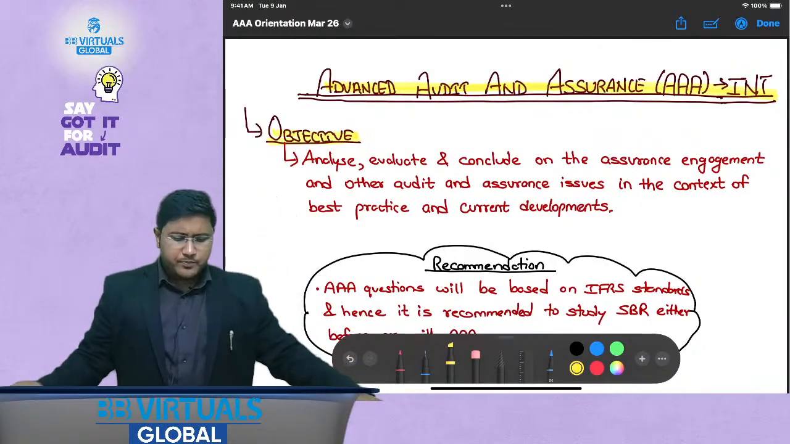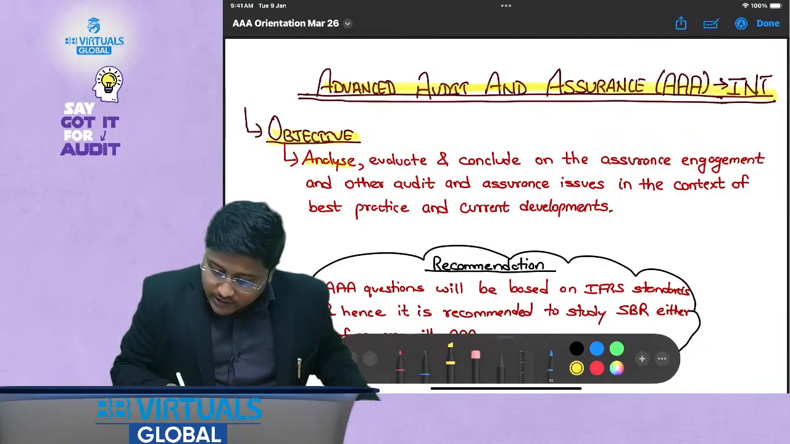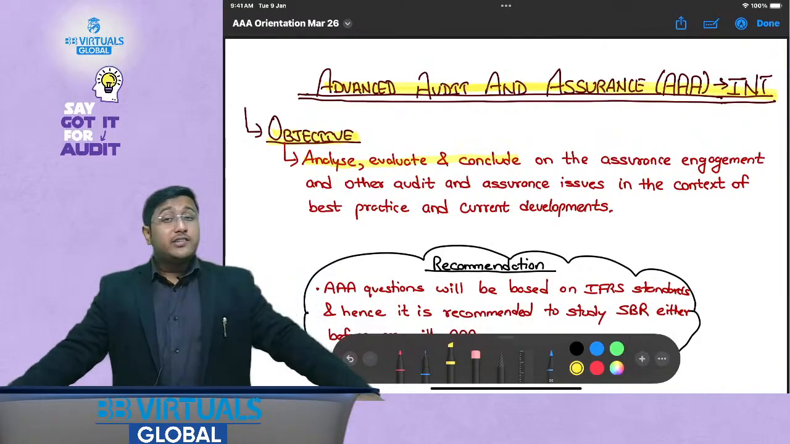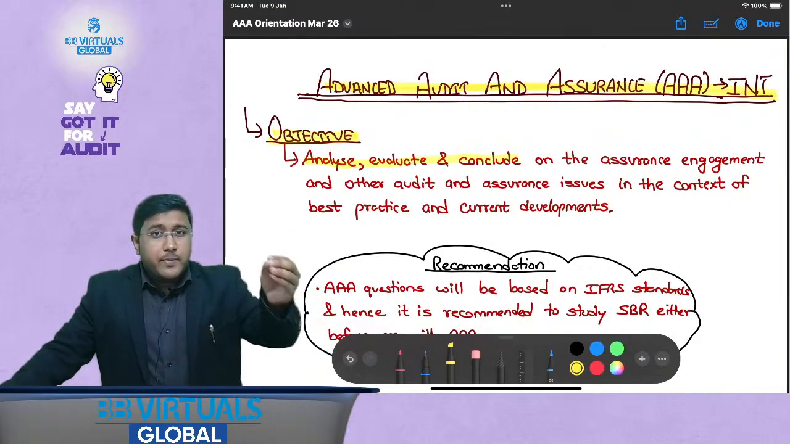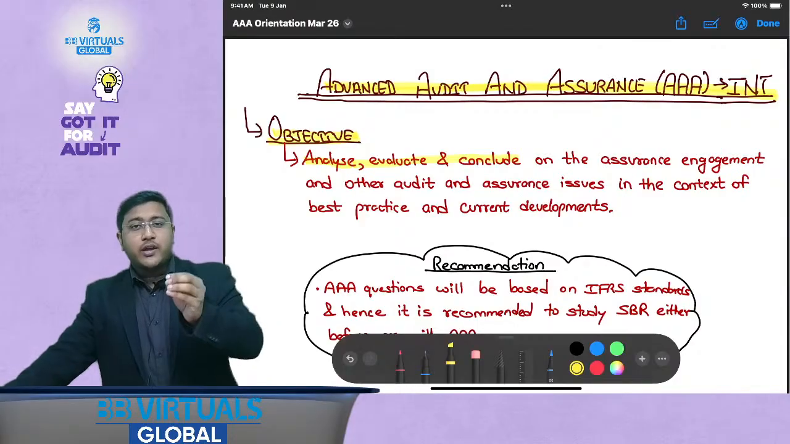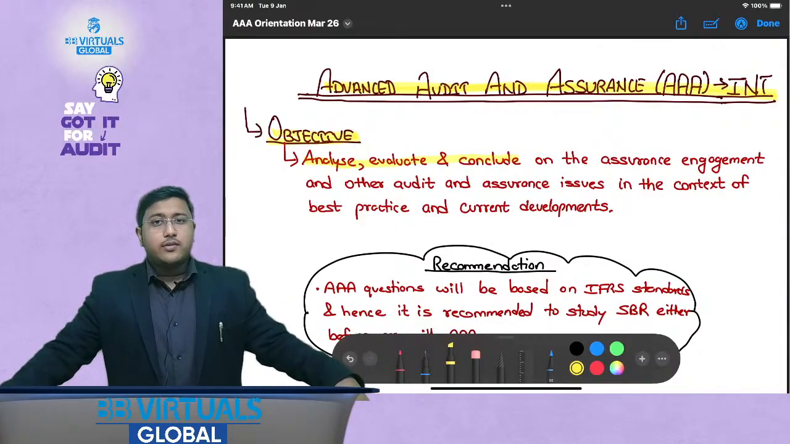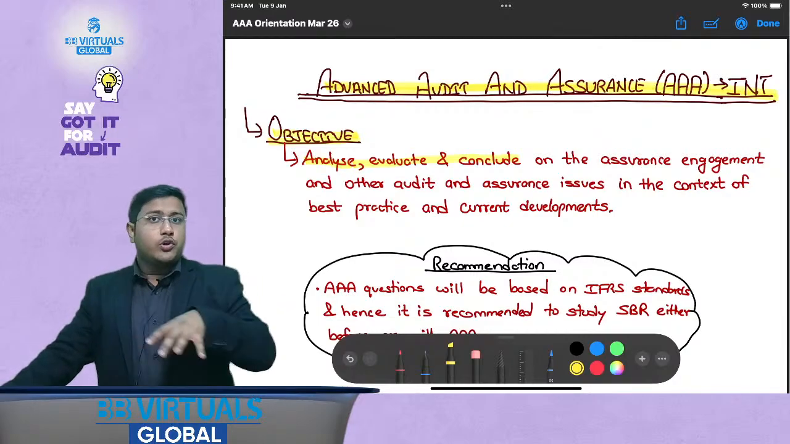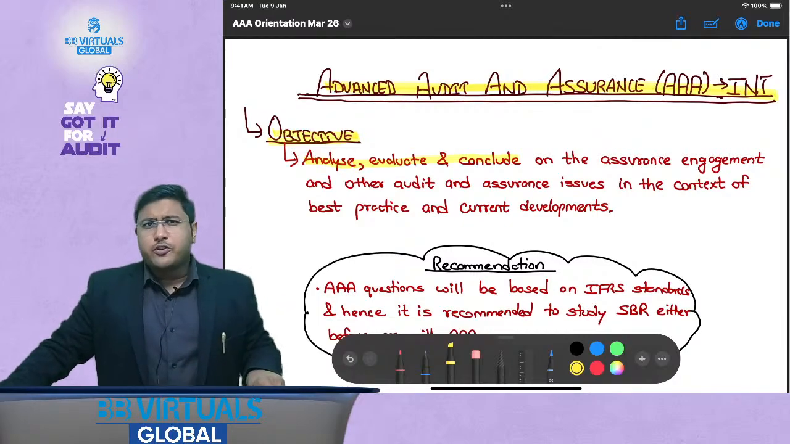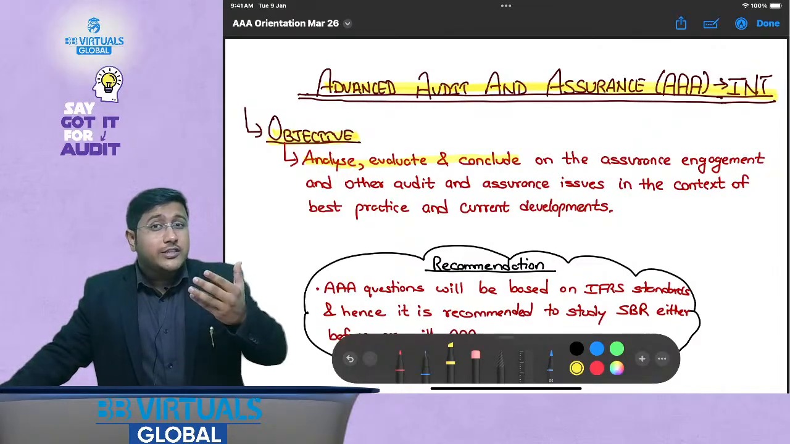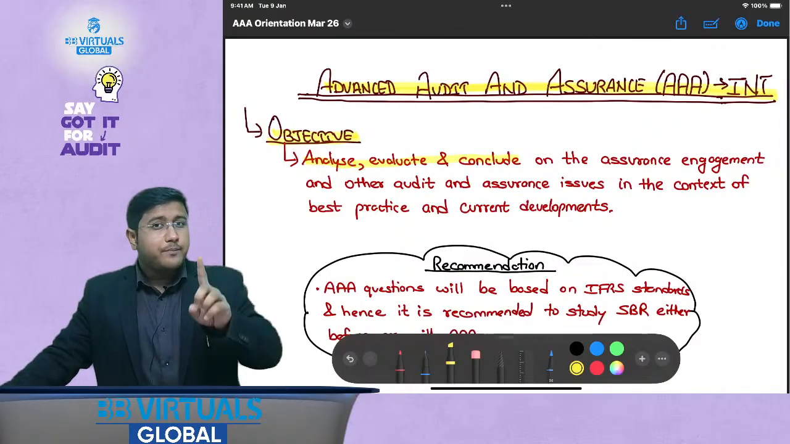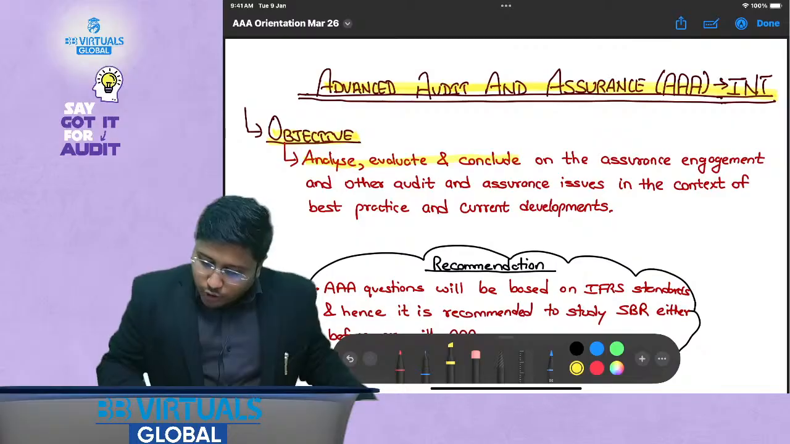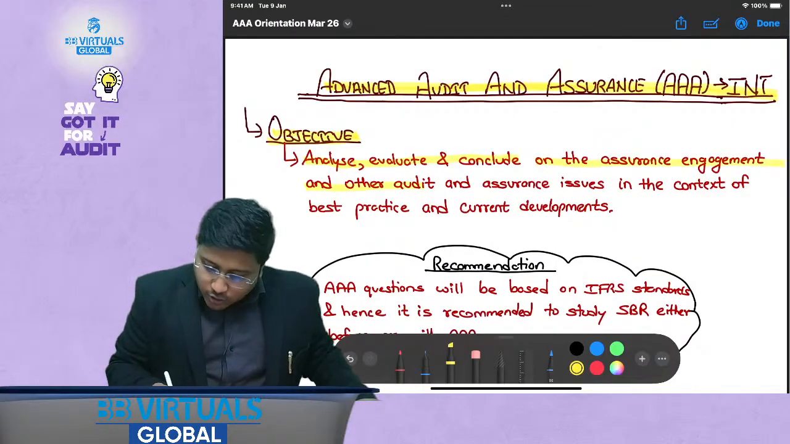Let's discuss that. Analyze, evaluate and conclude. It's not just remembering the concept and putting it out in the answer sheet. What it expects from you is to analyze, evaluate and conclude also. A lot of scenarios will be there where you will be asked to make your own judgment, and that is going to be very important for you as a student. This is on assurance engagements and other audit and assurance issues.